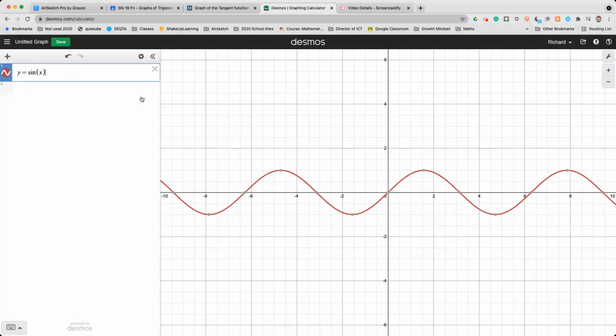So we know that transformations are dilations, reflections.